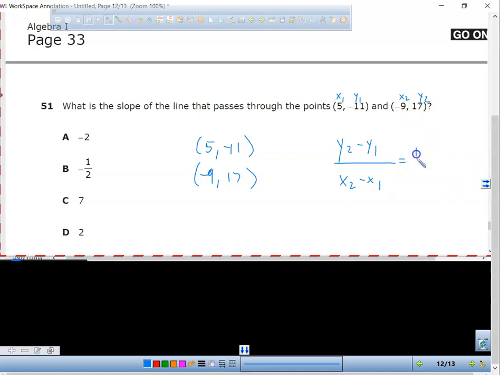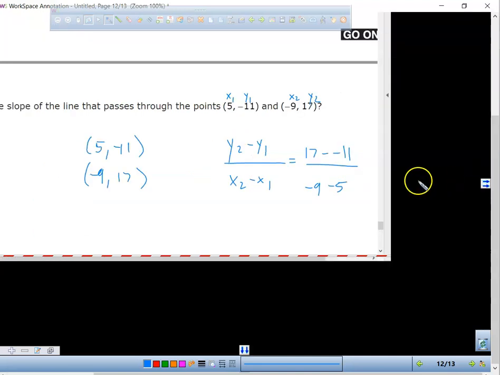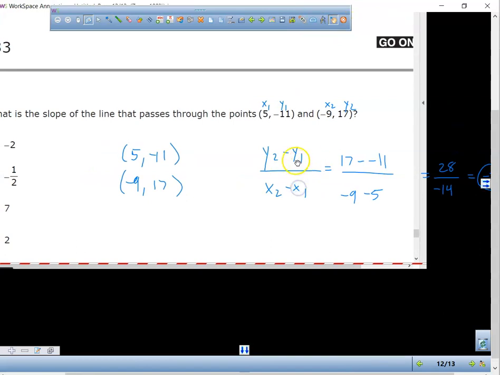What's my y2 value? 17 minus a negative 11. What's my x1 value? Over negative 9 minus a 5. So here's your traditional way. 17 minus a negative 11 gets me a positive 28. Negative 9 minus 5 is negative 14. And that becomes negative 2. And that's my answer. So that's using the formula y2 minus y1 over x2 minus x1.